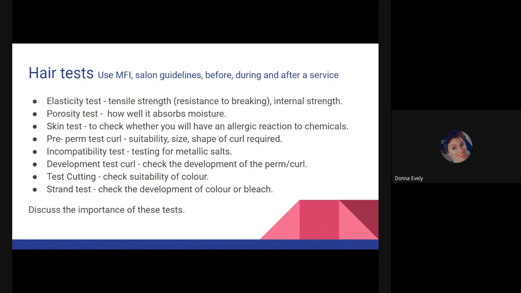Test cutting, this is where we're going to take a little hair piece, cut the hair off, and you're going to put it in the colour that you wish to do the client's hair. This is checking suitability of colour and to see what colour it actually goes. The strand test is to check the development of your colour or lightener while it's on the hair. So you think, okay, the colour's got to be on for 35 minutes. You're still going to check that colour halfway through, at certain points, just to make sure it hasn't turned a different colour or if there's a reaction, anything like that.